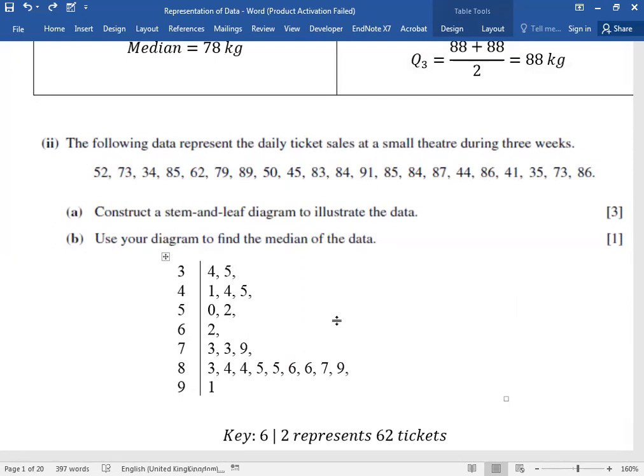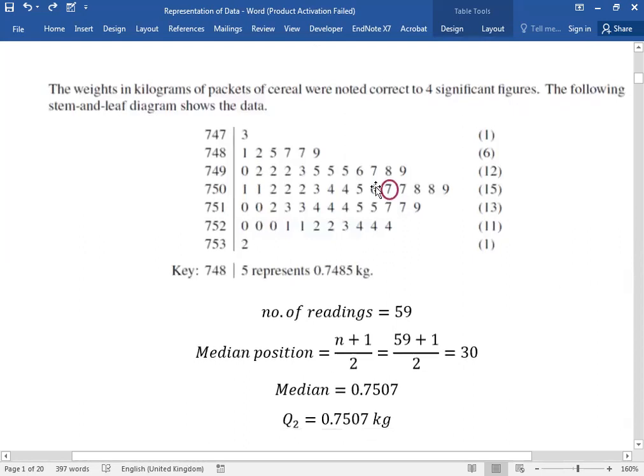21. How did you get it as 21? Three weeks. That is 21. Why waste time counting? So if I have 21 data, what is the median? Median position, sorry. 11th position. Can you count and tell me the median? 79. 79 is the median. Now do you understand the advantage of making a stem and leaf diagram?